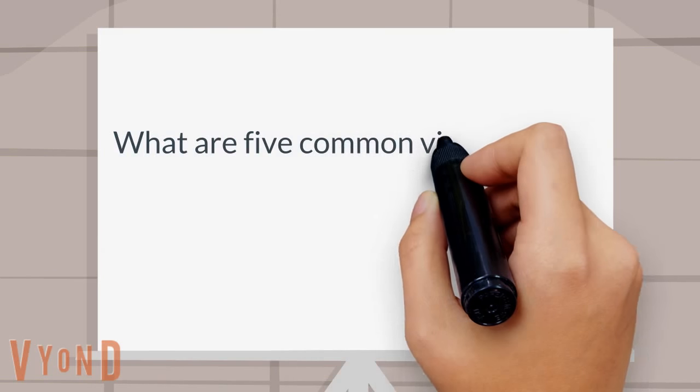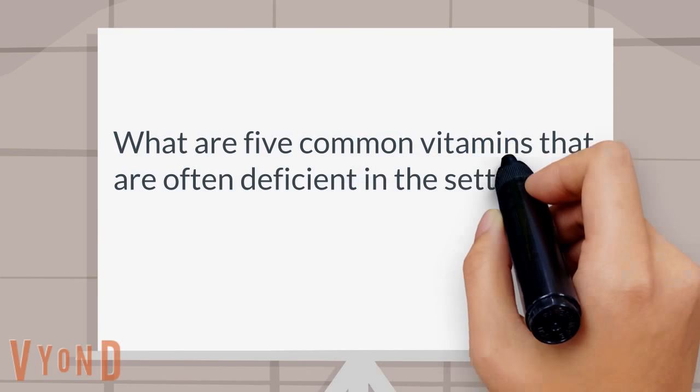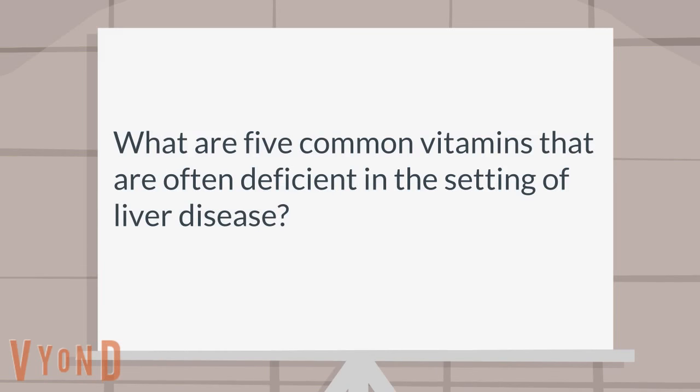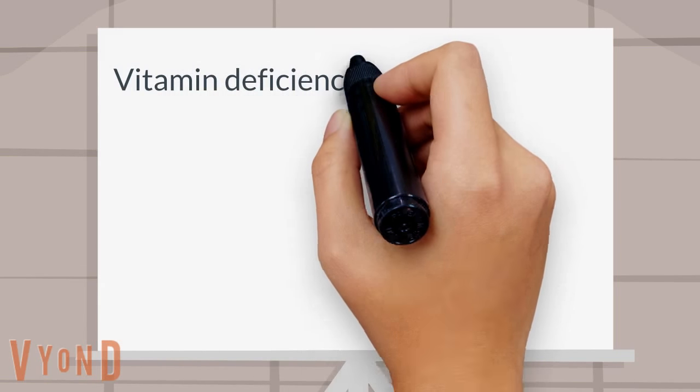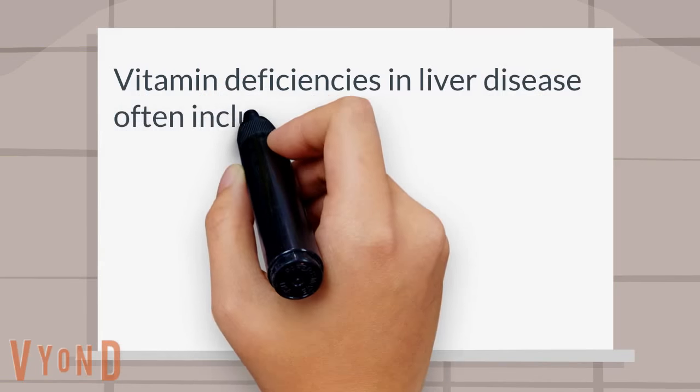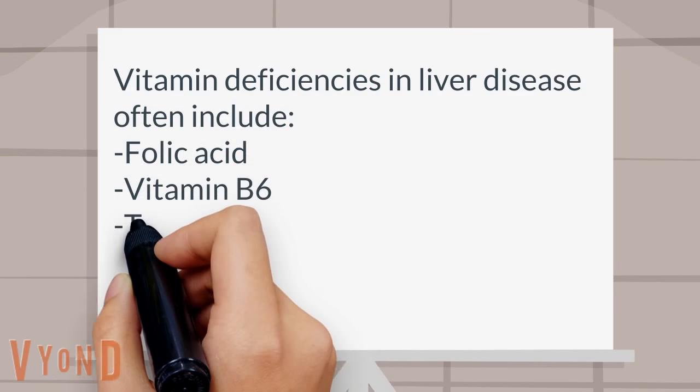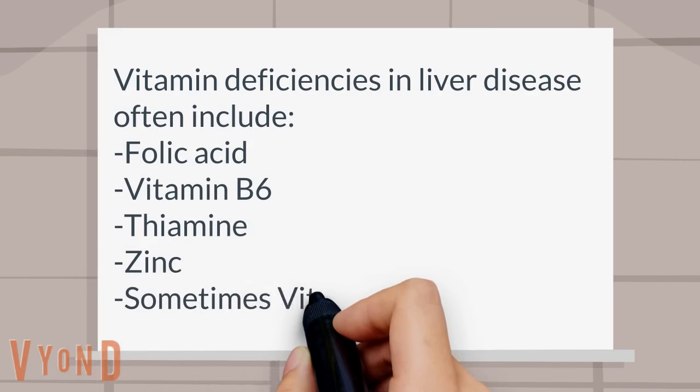What are 5 common vitamins that are often deficient in the setting of liver disease? Vitamin deficiencies in liver disease often include folic acid, vitamin B6, thiamine, zinc, and sometimes vitamin D.